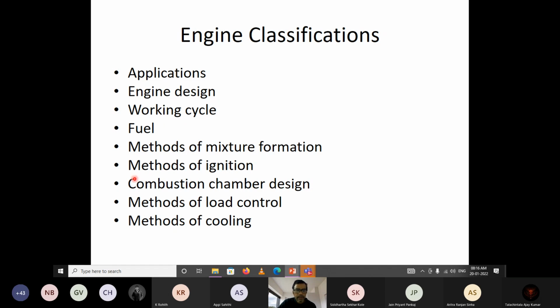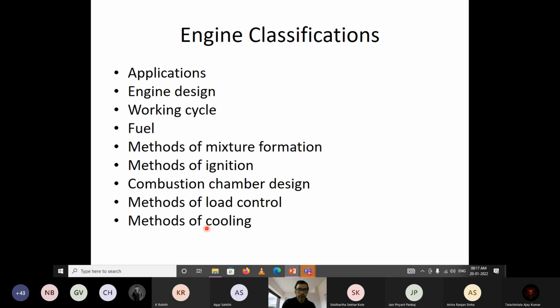Here, obviously, we are going to study more details about the working cycle. We are also going to discuss the mixture formation methodology, ignition, load control and cooling methodology. Let us see. Right now we cannot confirm whether we are going to cover it here or not. Depending upon the time, we will decide. So this is the way that we can divide the engine. More or less you have heard all this terminology, I'm hoping.